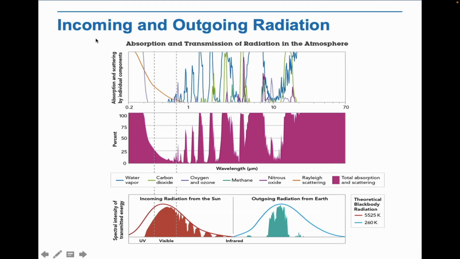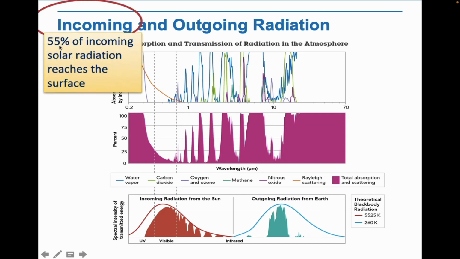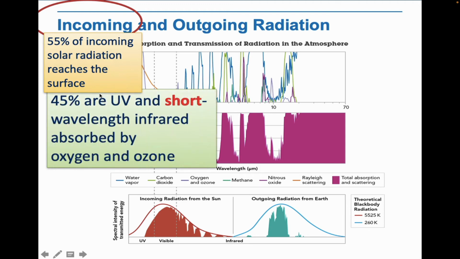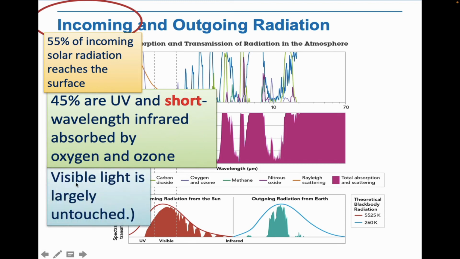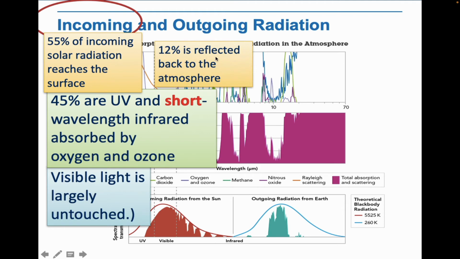Now you also have this one in your text. It says incoming and outgoing radiation. Incoming starts with about 55% of the solar radiation actually reaching the Earth. The 45%, sorry, 45% are UV, short waves, and visible light. The visible light is really not touched, but the UV and the short wavelength infrared are absorbed by the oxygen and the ozone. Now 12% are just reflected back in the atmosphere.